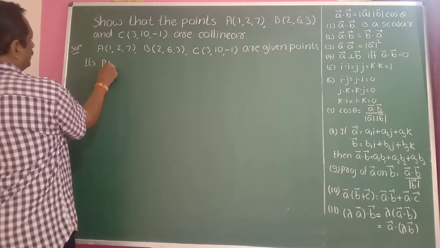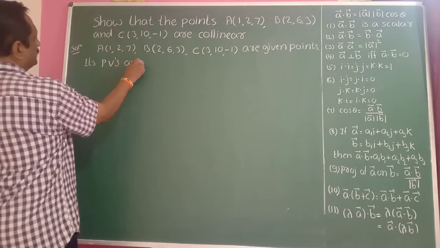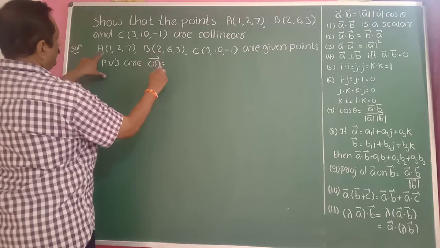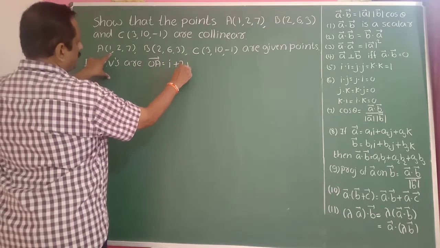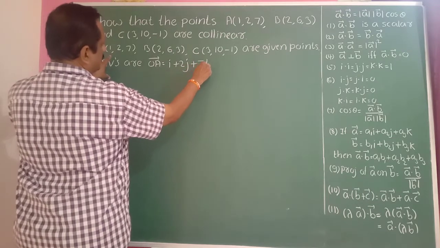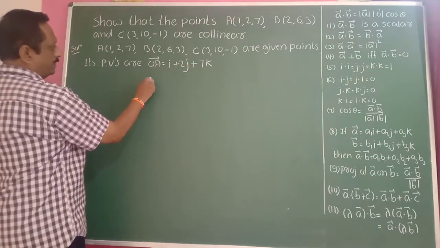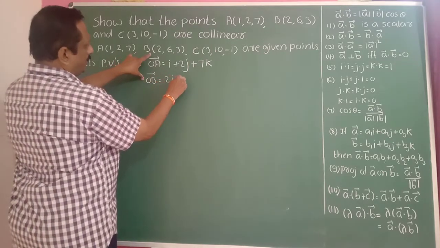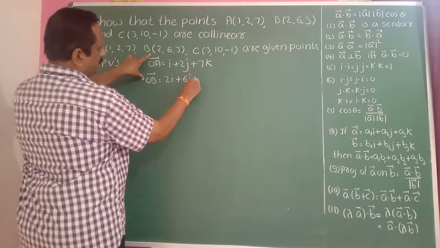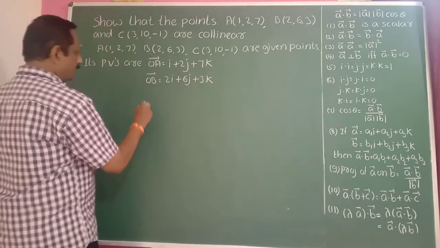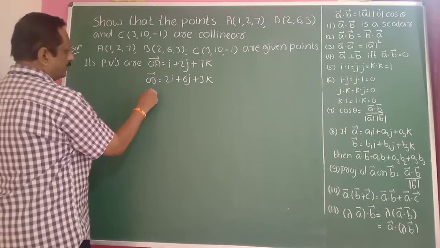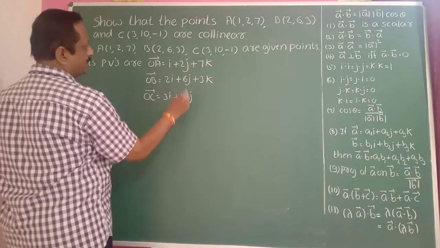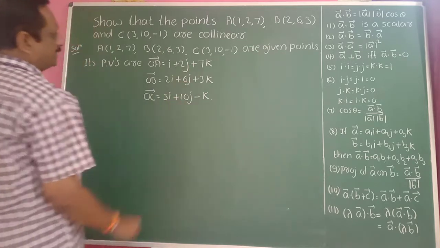The position vectors are: the vector OA is equal to i plus 2j plus 7k, and the position vector of the point B, OB, is equal to 2i plus 6j plus 3k, and the position vector of the point C is 3i plus 10j minus k.